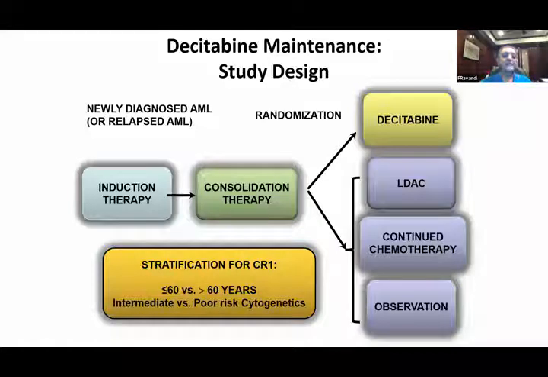Just want to show you this study that we started, I think about over 10 years ago at my institution, where we said, well, we're going to try to have some sort of maintenance therapy for AML. And the idea was decitabine could be a useful drug for maintenance therapy. So patients who were in remission after induction and consolidation would be randomized to either receive decitabine or one of the 3 other options: low-dose cytarabine, continuous chemotherapy, or just observation.